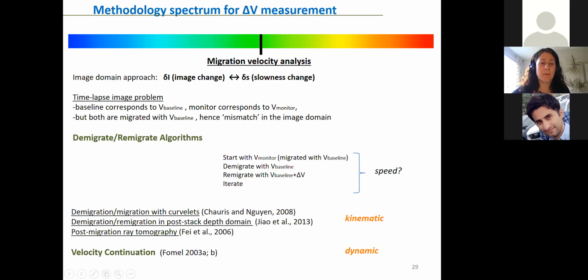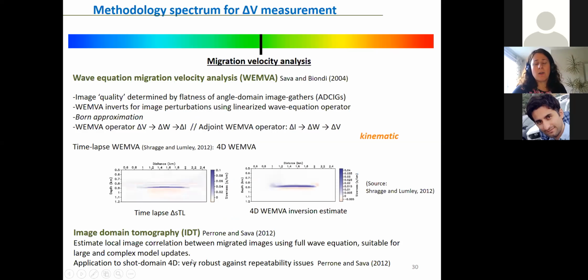But for this approach, they base it on the concept of cascading migration. So rather than doing migration in a big step, FOML is dividing it into smaller migration steps, which if you make those steps to infinity and make each step infinitely small, you are getting a new differential equation that he solves in the time midpoint space, and that's his velocity continuation equation. And then moving on to what is called the wave equation migration velocity analysis.